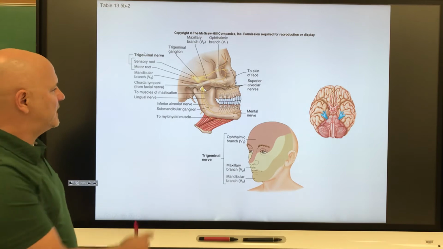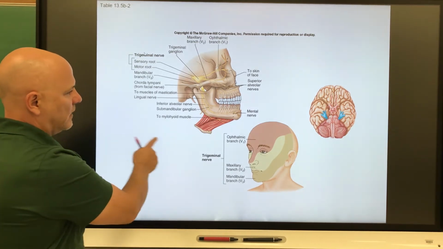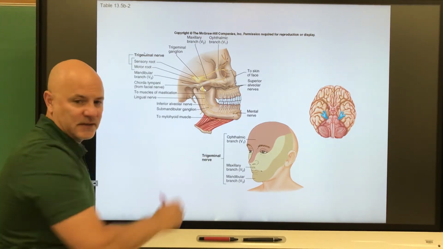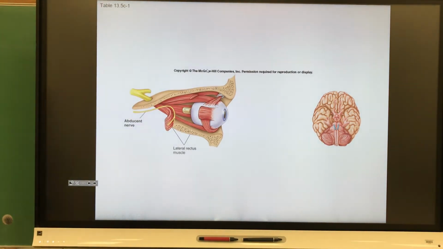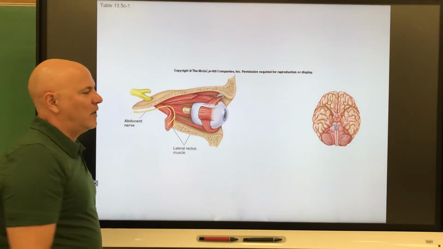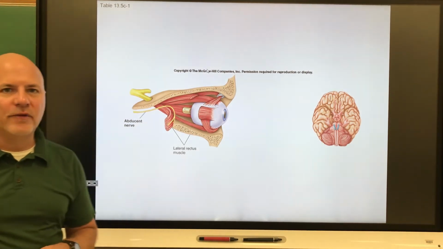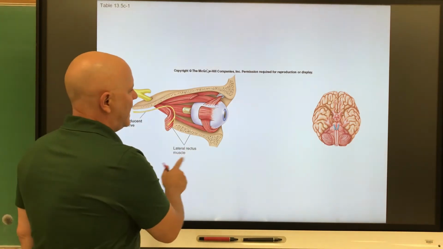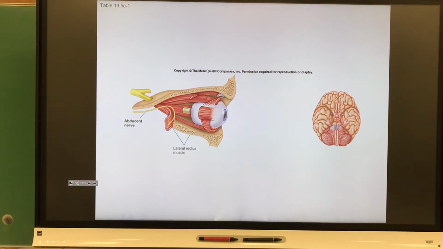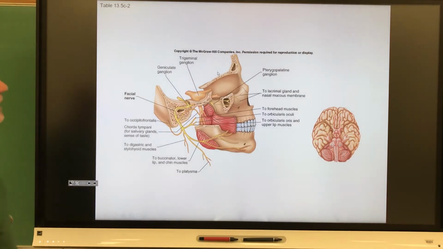Next is the abducens. This would move for me, and apparently it's not. It's decided it doesn't want to do that anymore. So here is the abducens. It's also one that helps move the eyes there as well. All right. Next here, I'm going to have to constantly click through here, unfortunately, is the facial.